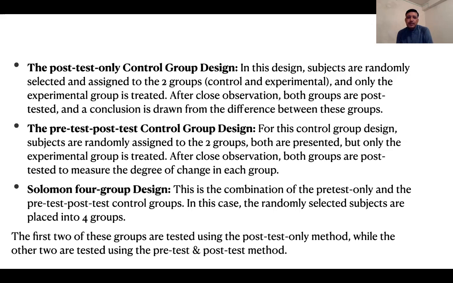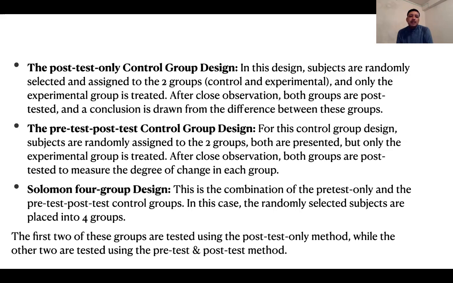For this control group design, subjects are randomly assigned to 2 groups. Both are pre-tested, but only the experimental group is treated. After close observation, both groups are post-tested to measure the degree of change in each group. So this is about the pre-test, post-test control group.